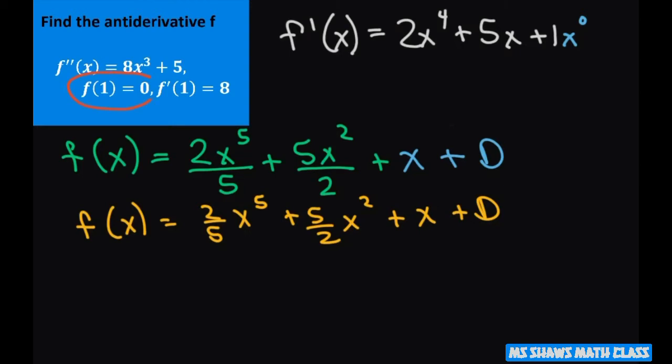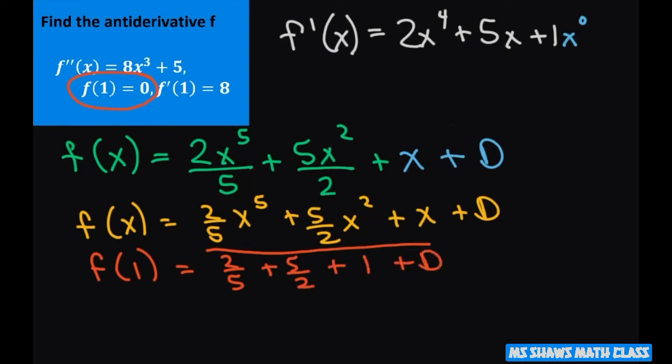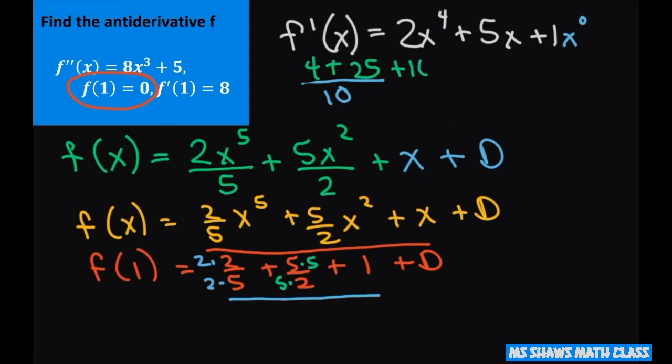Now we're using this one. So f of 1 equals 0. So when you plug in 1 in here, you're going to get 2/5 plus 5/2 plus 1 plus d. Now I'm going to use my common denominator as 10. So if you use your common denominator as 10, then we're going to multiply these by 2 to get a 10. So this is 2 times 2, which is 4, plus 25. And you multiply both of these by 5 to get a 10, plus 10.